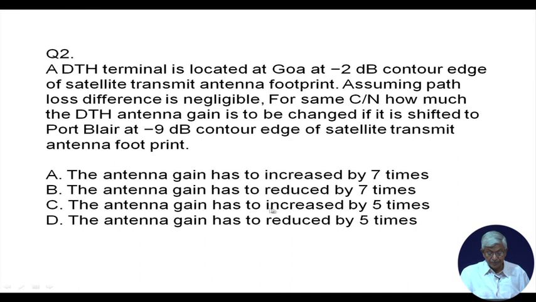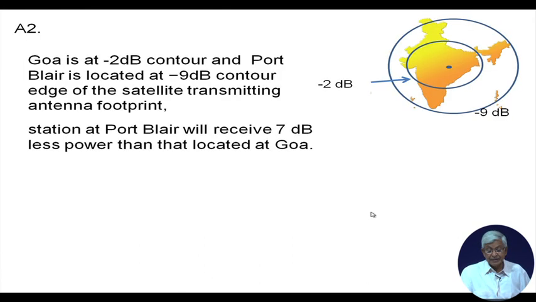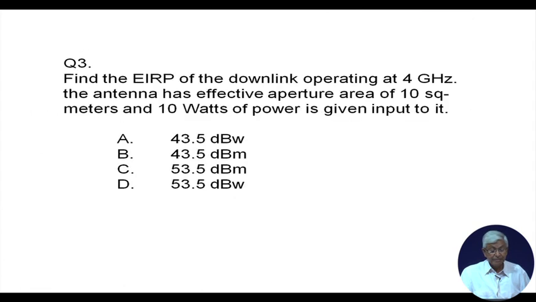Let us go back to the options. C: antenna gain has to be increased by 5 times. Let us go to question 3.